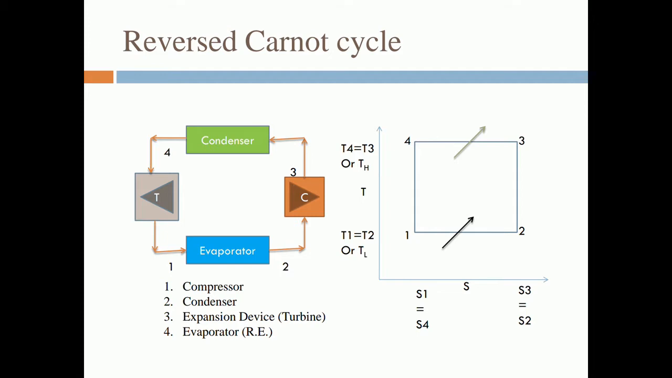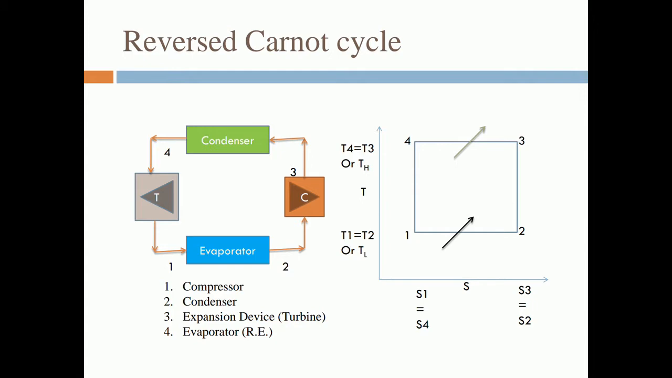As I already mentioned, in any refrigeration cycle four components are there. In the reverse Carnot cycle also there are four components: a compressor, condenser, expansion device, and evaporator. The expansion device will be changed. In the reverse Carnot cycle, the expansion device is a turbine. When we have another cycle, the expansion device is also changed, and the sequence remains the same. First is the compressor, condenser, expansion device, and last we get the evaporator where we have the refrigerating effect.